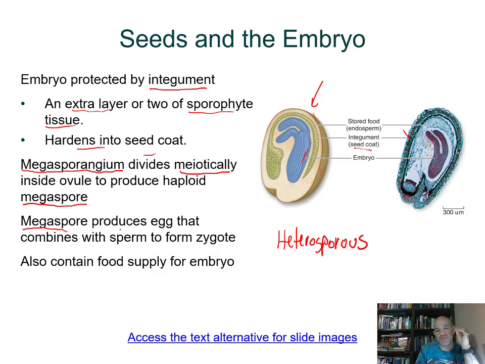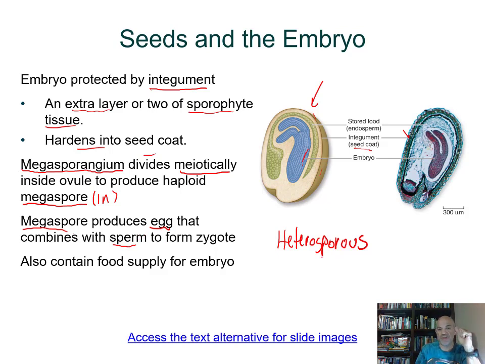Okay, so this megaspore is ultimately going to produce the egg. The megaspore itself is going to be haploid, and then the megaspore will go through some mitosis divisions and produce an egg. Eventually, a sperm, which is going to be produced in a microsporangium.